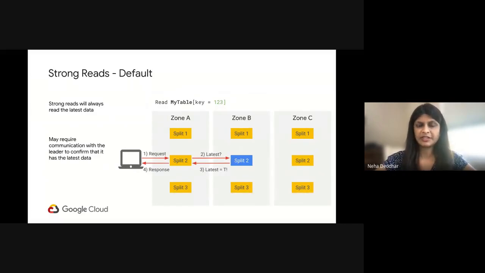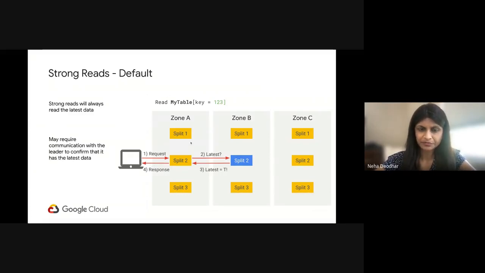Now let's look at how reads work in Cloud Spanner. Like I mentioned before, reads can be served by any replica. One interesting aspect is that Cloud Spanner by default will always try to read the latest data. So such a type of read is called a strong read, where you want to make sure that you're always reading the latest data that has been written to the database. Such reads may require communication with the leader to make sure that the replica that has received the read request has the latest data.